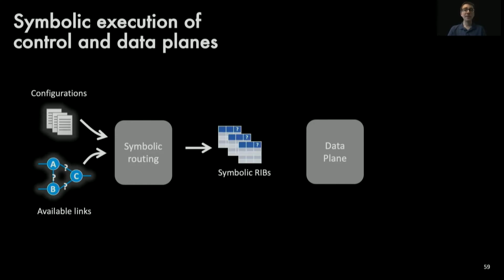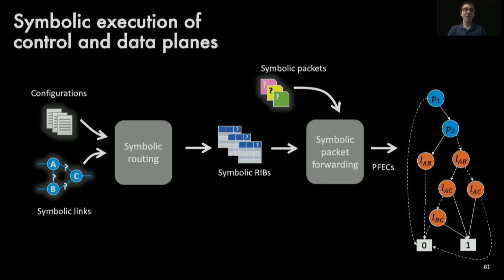This results in symbolic routing tables, where each entry contains a set of link conditions that must be true for the entry to exist. The symbolic RIBs are then provided as input to the data plane model, along with packets whose headers are also symbolic. We then symbolically execute this model of the data plane to obtain a set of packet failure equivalence classes, which are encoded using a binary decision diagram, or BDD.